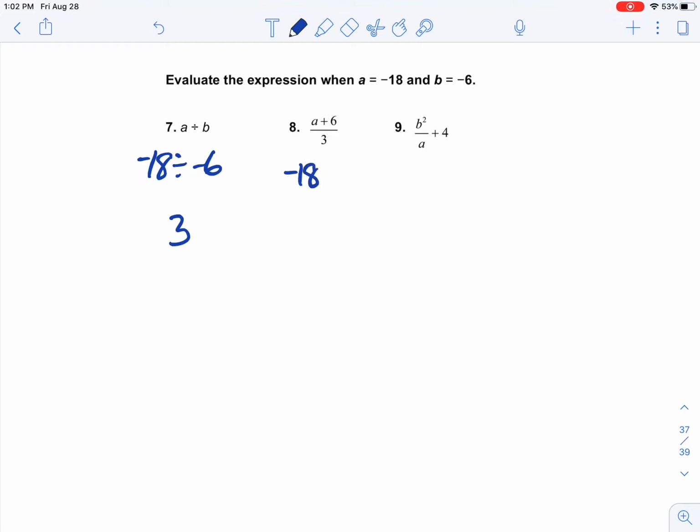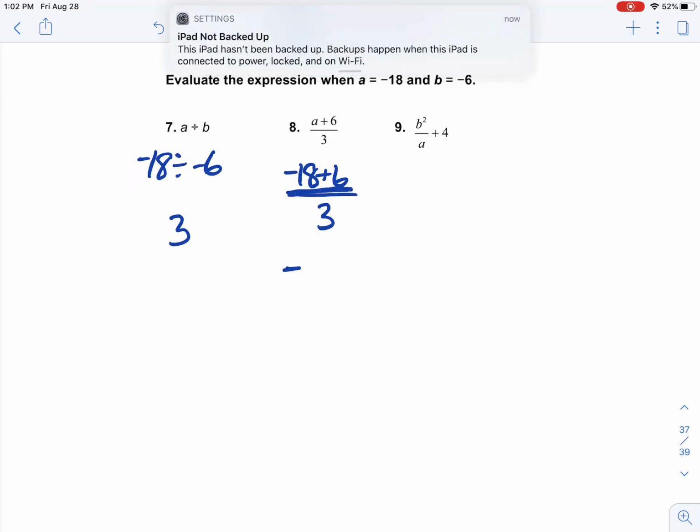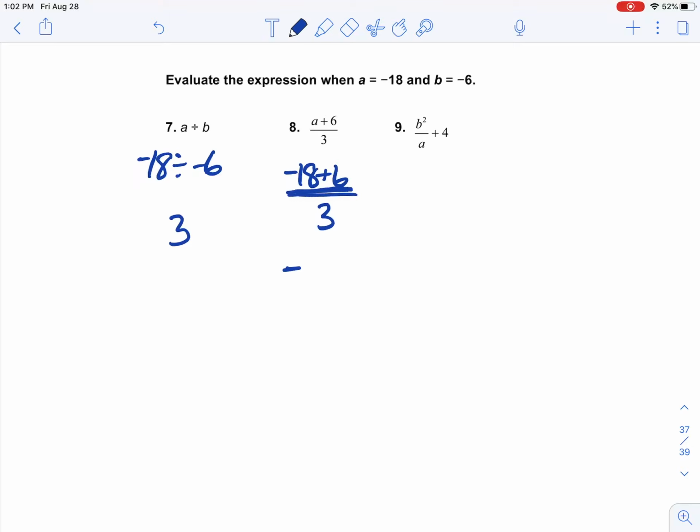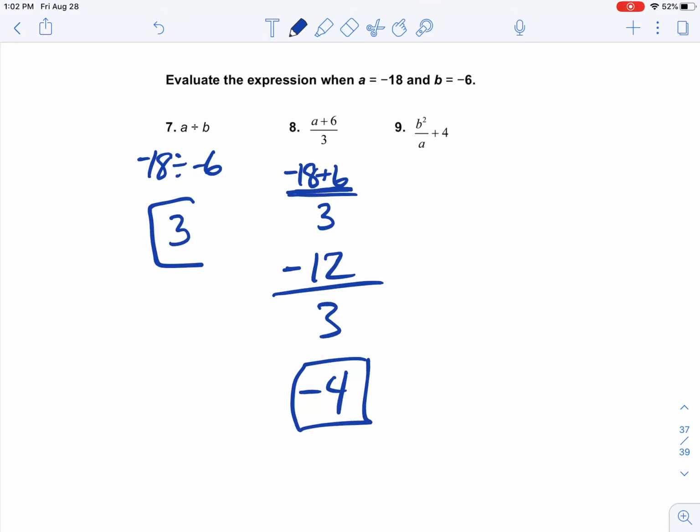Next one, I'm going to plug in negative 18 for A plus 6, and I'm going to put that all over 3. Now, I'm going to do this top portion first. So I'm going to do negative 18 plus 6. So the bigger number is negative, so I know that answer is going to be negative. They have different signs, so I'm going to do the difference between those two, which is negative 12. And I'm going to throw that all over 3. Okay, now negative 12 divided by 3 gives us a final answer of negative 4.